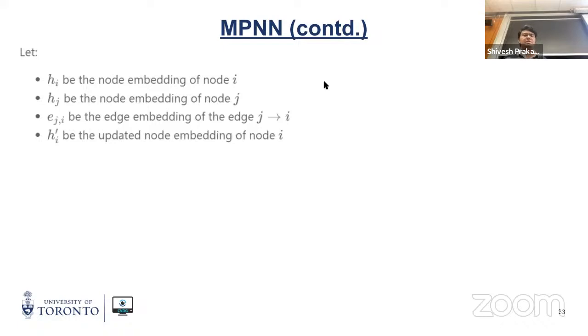Okay, so let's first talk about some notation. h sub i here is the node embedding of node i. h sub j is the node embedding of node j. e sub j comma i is the edge embedding of the edge from j to i. And h prime sub i is the updated node embedding of node i.